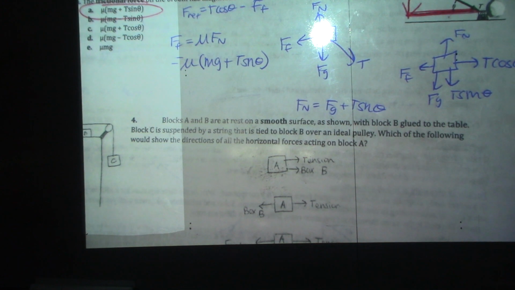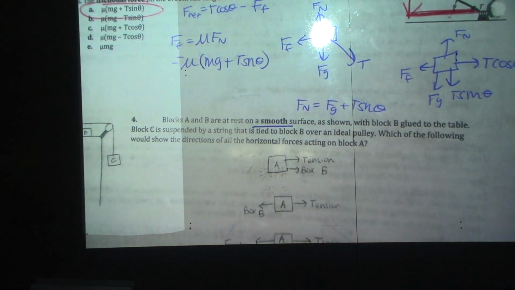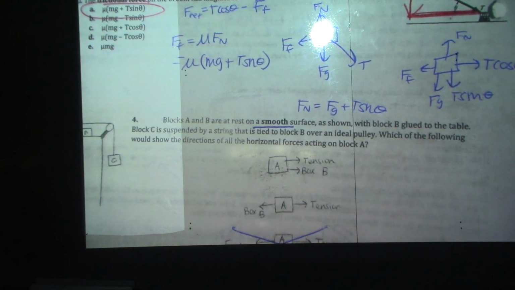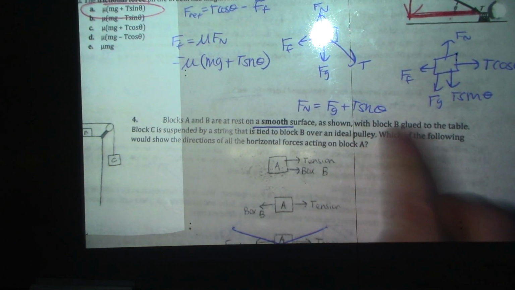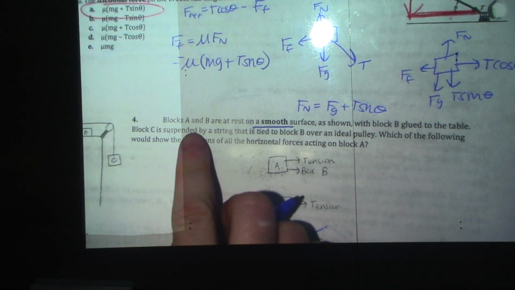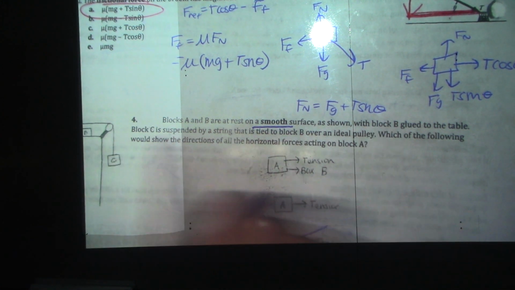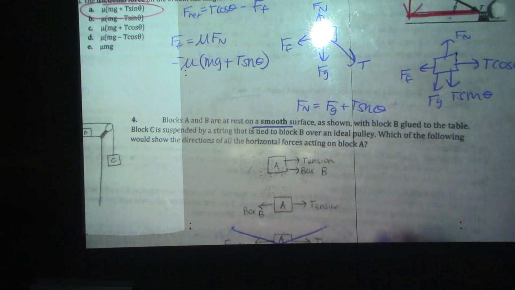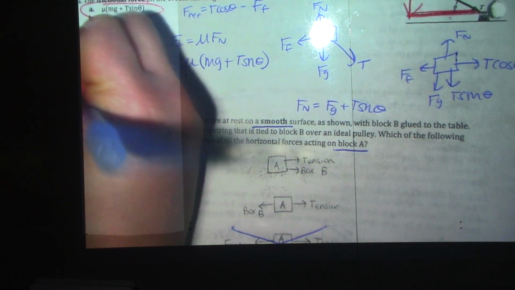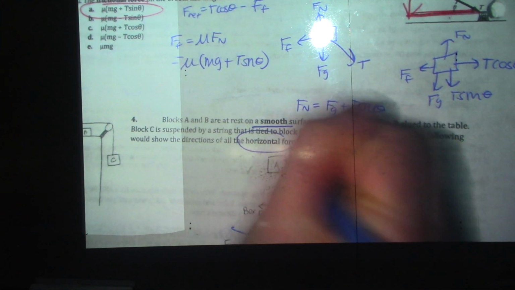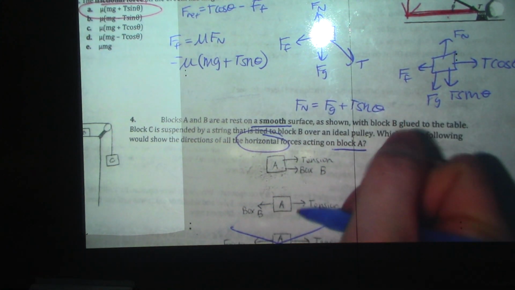Number 4, we've got blocks A and B at rest on a smooth surface. Smooth meaning no friction. So I'm going to cross off this one. It says block B is glued to the table. Block C is suspended by a string that is tied to block B over an ideal pulley, which the following shows all the horizontal forces acting on block A. So obviously we've got gravity and normal acting on block A, but I want just the horizontal forces, which is why they're not included. So let's look.